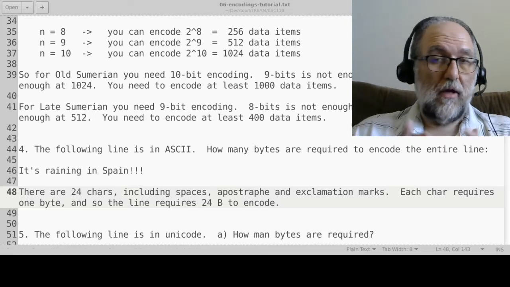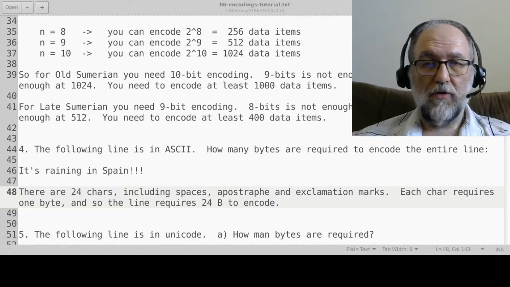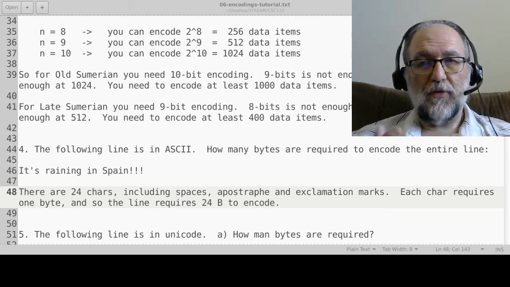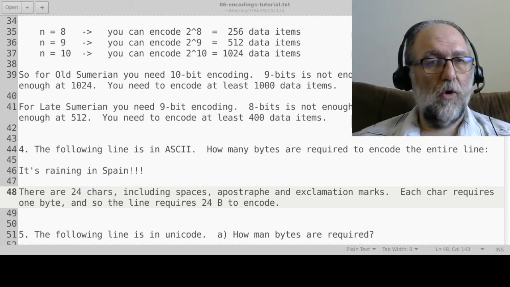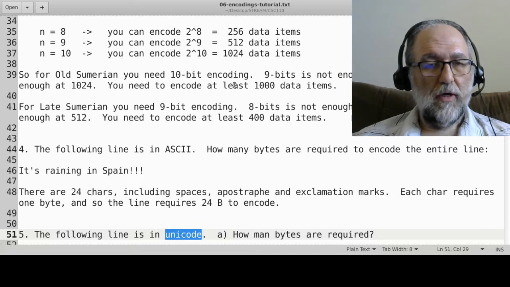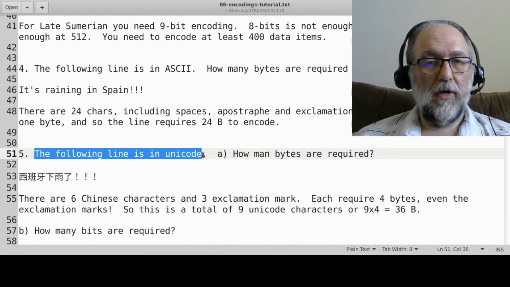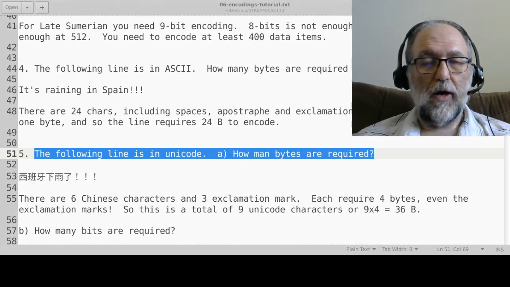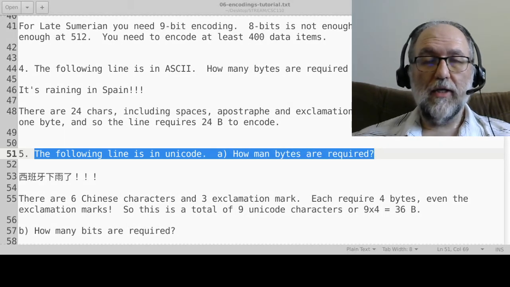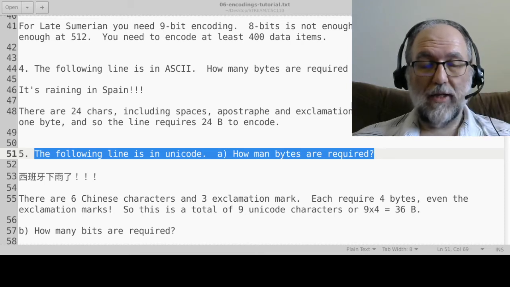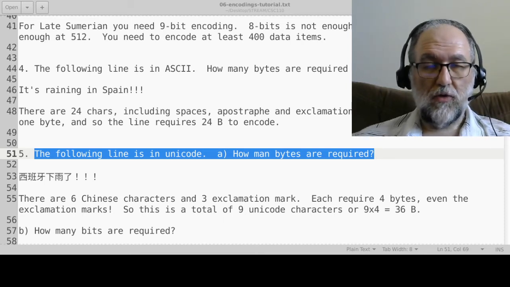So ASCII was really nice because, again, all you had to do was just count the number of characters. It gets a little bit more complicated with other types of encodings. So the next question is a Unicode encoding, and I said, okay, the following line is in Unicode. How many bytes does it require? Okay, so Unicode is 4 bytes per character. So every single character is 4 bytes.